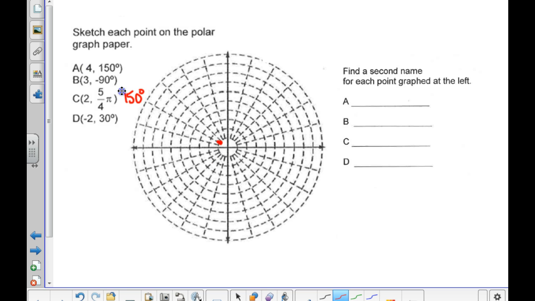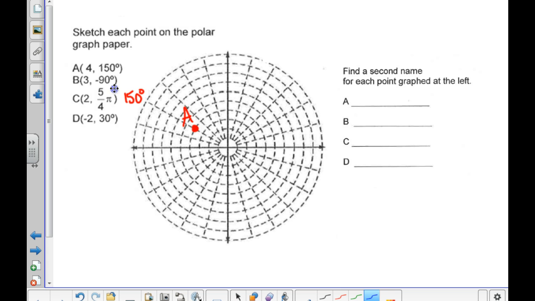We're supposed to go 4 units out, so I'm going to erase that and go on that line out 1, 2, 3, 4. I'm going to put kind of a big dot so you can see, and that's going to be A. We rotated around 150 degrees and then went out 4. In a minute, we're going to have to come up with another name for that, because there are multiple, really infinite names for that spot.